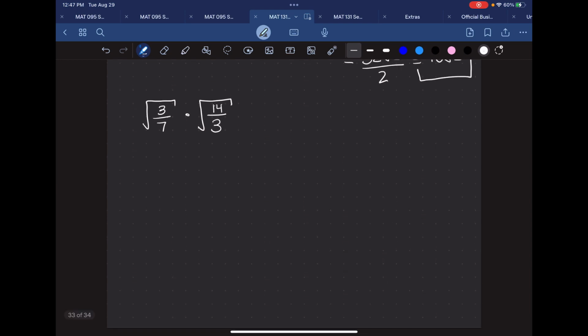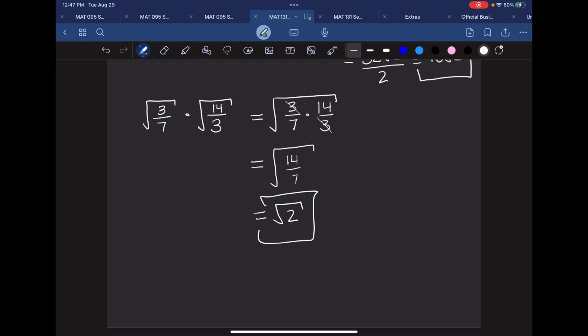Alright, last one. So I'm going to multiply these two radicals, and now I'm working with fractions on the inside. So remember, when we have a product of roots, I can take the root of the product. So I'm going to take square root of 3 over 7 times 14 over 3. I'm going to go ahead and simplify this however you want to in the middle. I'm going to go ahead and cancel out these 3's and say I've got 14 over 7, which, simplifying more, gives me square root 2. And then that's actually going to be my answer right there. I'm good to go.